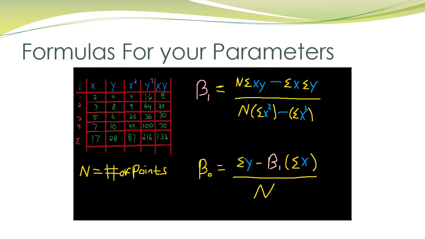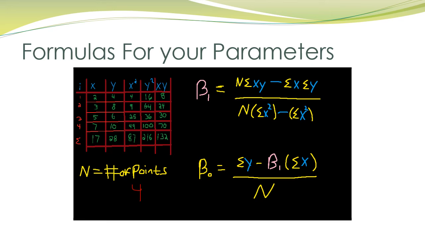All right. The formula for your parameters. I created this chart over here on the left, which is just random values of x and y, and the sum of x squared, y squared, and x times y, denoted by this last column. And then there's four points that I chose, so n was equal to number of points, which is 4.